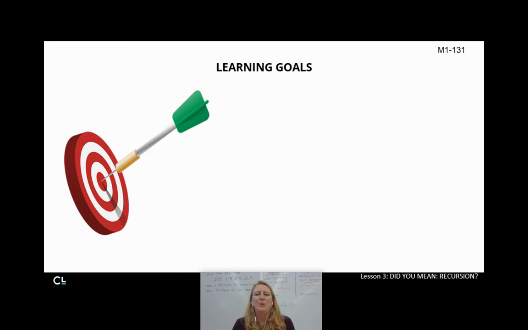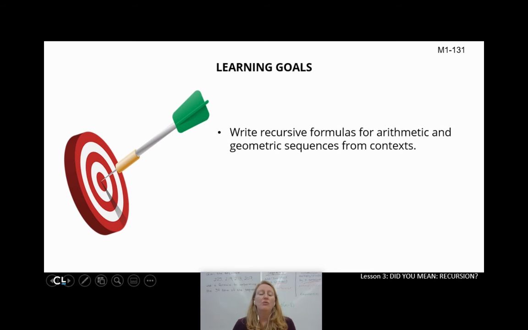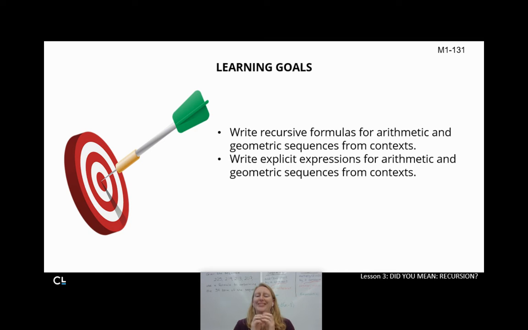So just a few little reminders, our learning goals. You've learned how to write recursive formulas for both arithmetic and geometric sequences, but the real golden child, you learned how to write explicit expressions and formulas for arithmetic and geometric sequences from context. Those are the magic ones, right? Those explicit formulas will help you find any term. You do want to make sure you know if it's arithmetic or geometric, because we saw the formula changes pretty drastically depending on which one it is.